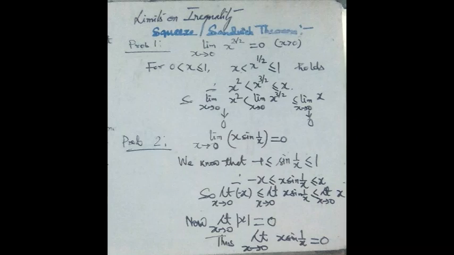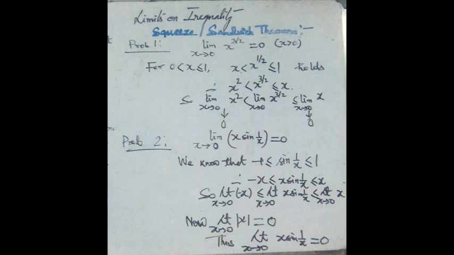Similarly, for the second problem, we have to show limit as x tends to 0 of x sin 1 by x equals 0. In this case, we have to use the squeeze theorem or sandwich theorem. We know that sin z for any real z lies between minus 1 and plus 1. Similarly, sin 1 by x must lie between minus 1 and plus 1. So if we multiply by x everywhere, then we have minus x less or equals to x sin 1 by x less or equals to x.